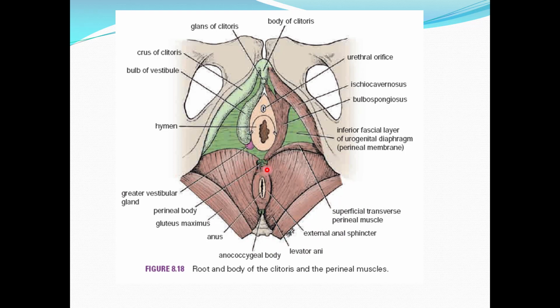Here you can see the perineal body. Posteriorly the vagina is related with the perineal body and it is supported by it. And here there is the anococcygeal body, which is behind the anus, in between the anus and the coccyx. So this diagram is very clear to understand the vulva.